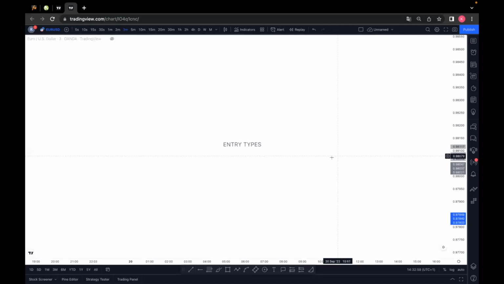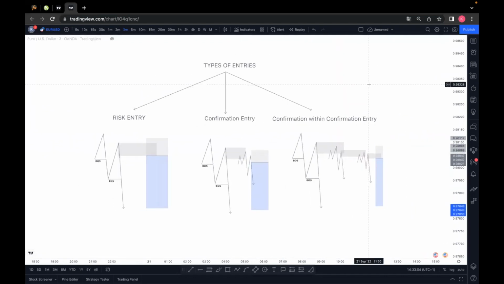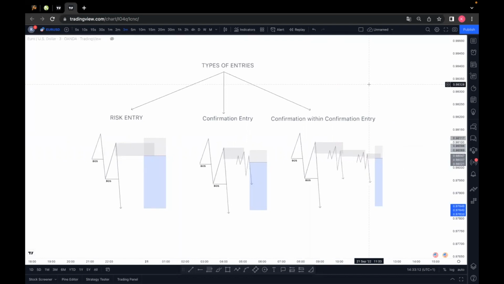So when it comes to entry types, we actually have three types of entries, right? We have the risk entry, we have the confirmation entry, and we have the confirmation within confirmation entry. Now, for this particular video, I'll mainly touch on the risk entries and the confirmation entries, right? And the reason for that is because the confirmation within confirmation entries need a little bit more confluences when it comes to execution. So probably in the future, I'll make a specific video for the confirmation within confirmation entry.